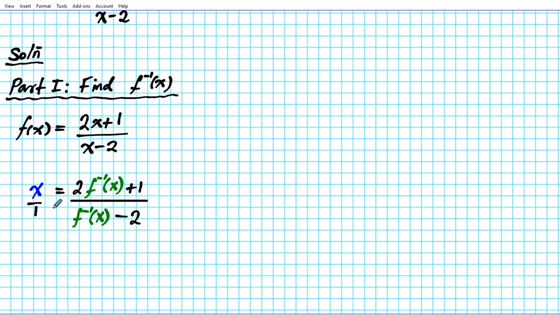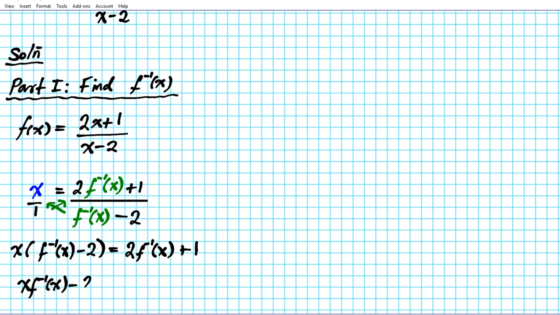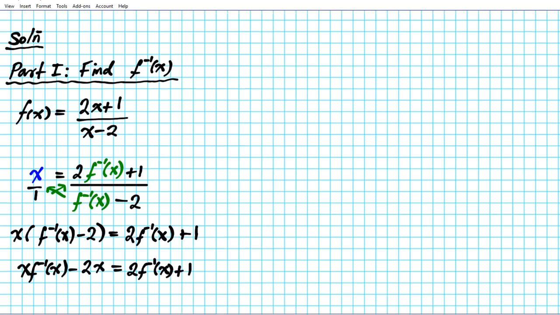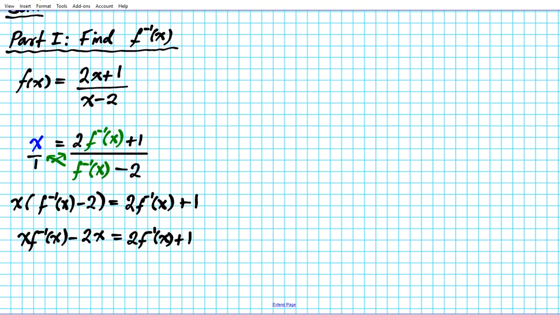The bottom left goes to the top right, the bottom right goes to the top left, and we have x times the inverse of f minus 2 equals 2 times the inverse of f plus 1. Alright, so we're going to distribute on the left side. If we distribute, we have x times the inverse of f minus 2x equals 2 times the inverse of f plus 1. Now, to get f inverse isolated, we have to collect the f inverse terms.